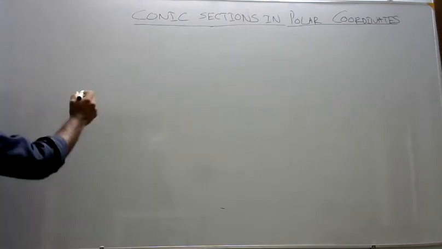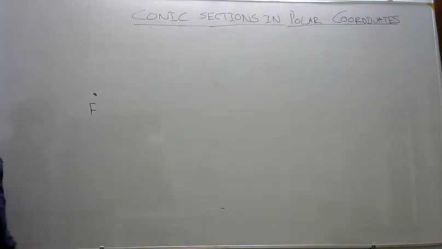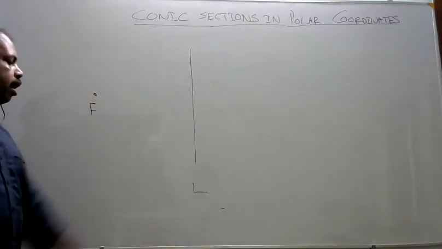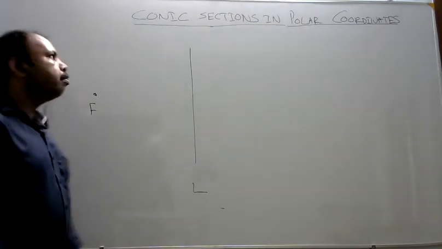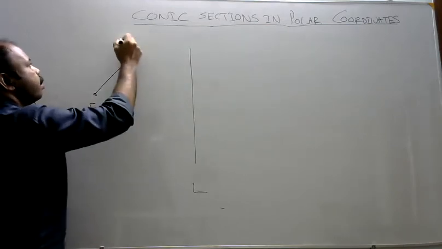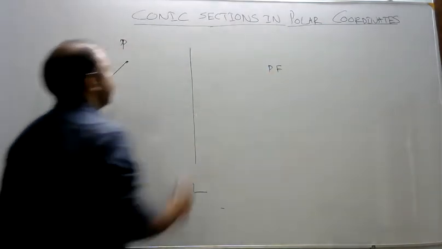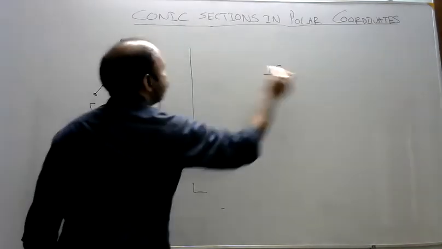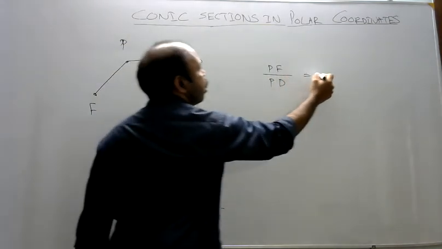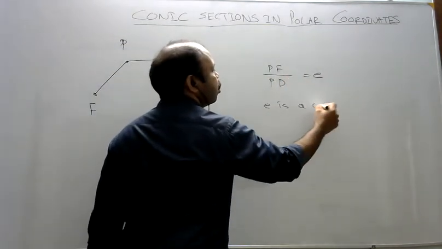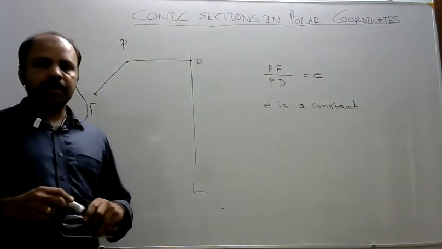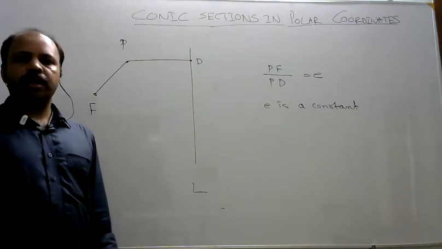So we can take a point F on the plane and a line L which is not passing through the point F. Consider a point P moving in a plane in such a way that its distance PF from F divided by its distance PD from the line is always a constant, say e, where e is a constant. Then P moves through a curve. That curve is known as a conic.